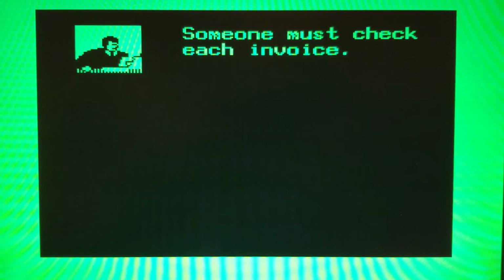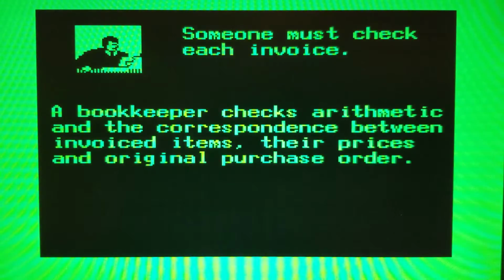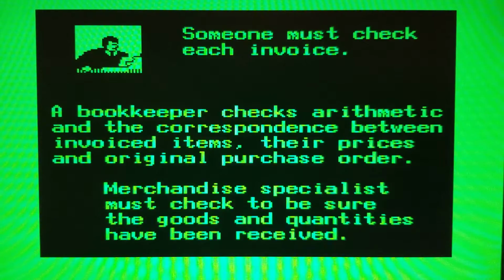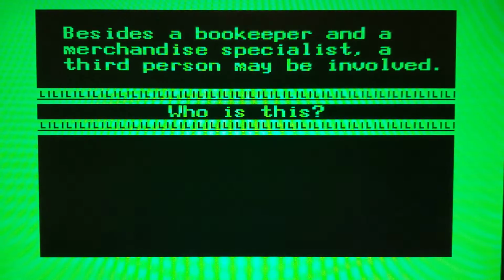A lot of money is paid out for purchases, so someone must check each invoice for the proper amounts, prices, extensions, and totals. A bookkeeper may check the arithmetic and usually the correspondence between the invoiced items, their prices, and the original purchase order, but some merchandise specialist must check to be sure the proper goods and quantities have been received. And a third person may eventually be involved. Who is this?